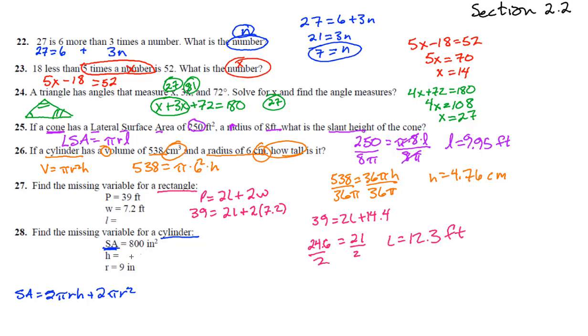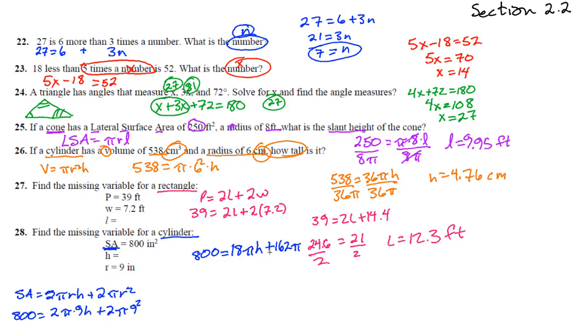And alrighty then. Let's stick in what we have. 800 goes in for surface area, so it becomes 800 equals 2 times pi times r, which is 9, times h, plus 2 times pi times 9 squared. Whew. Okay, let's give us a little bit more room. We have 800 equals 2 times pi times 9, that's 18 pi, h, plus 9 squared is 81 times 2 is 162 pi.